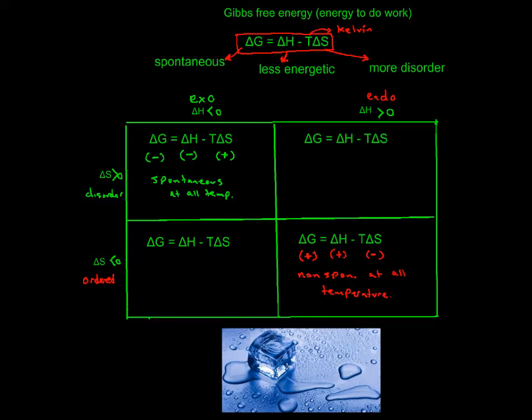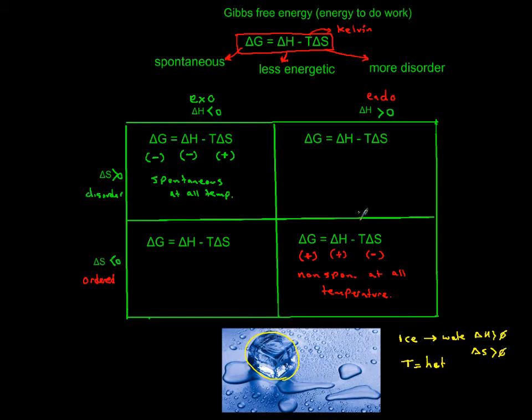Now there are two other possibilities. Let's look at a case that you are endo and disordered. Remember, this was the case that ice was turning into water. Delta H is bigger than 0, and delta S is also bigger than 0. So when does it take place? When the temperature is rather warm or hot. Temperature equals hot.